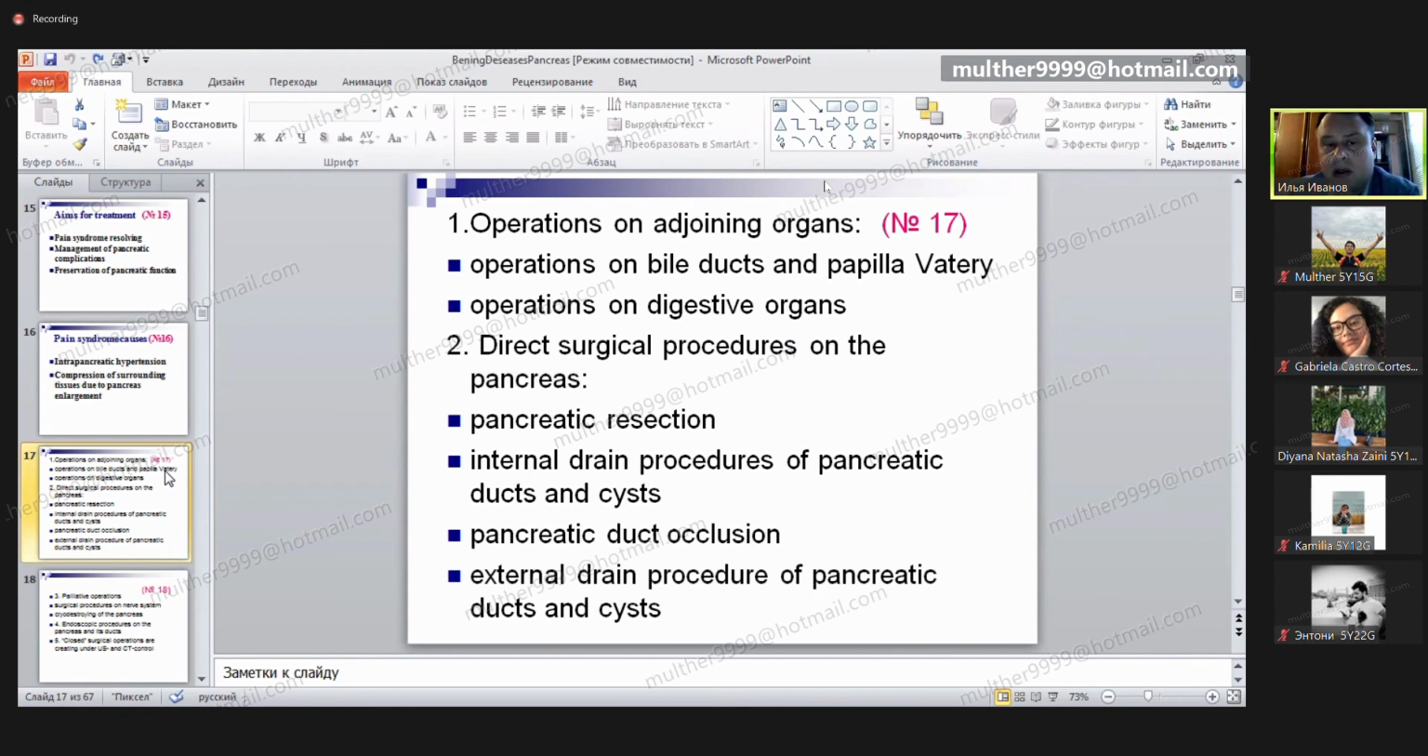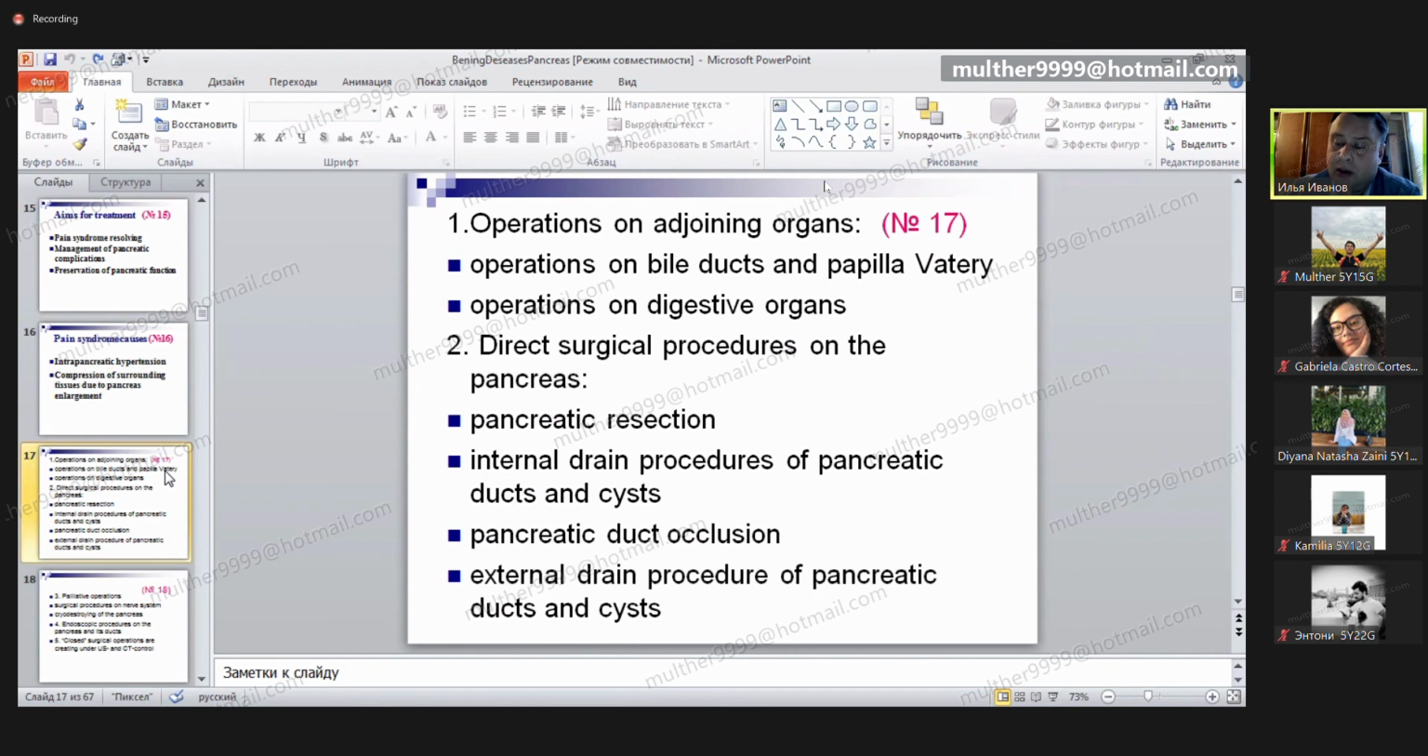The second type is the direct surgical procedures on the pancreas. It's any variant of the pancreatic resections. The next, internal drain procedures on the pancreatic ducts and cysts. I will demonstrate the ideas of this treatment in our next lesson, when explaining the treatment of the cysts.